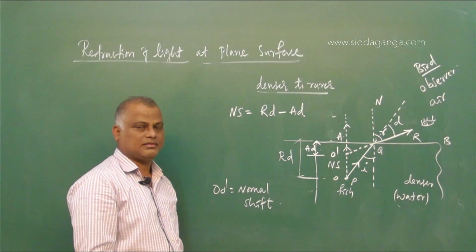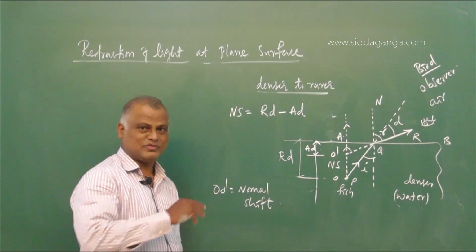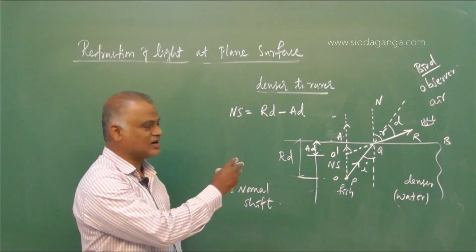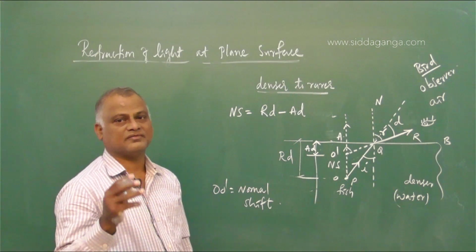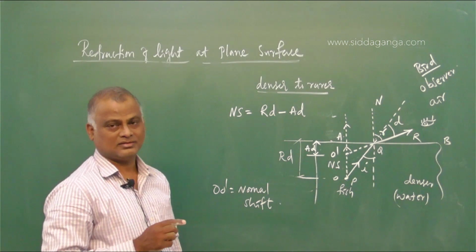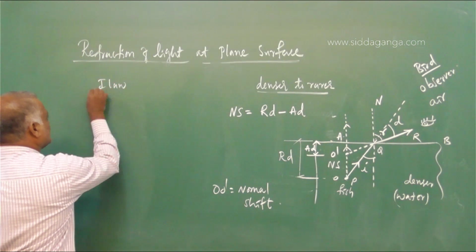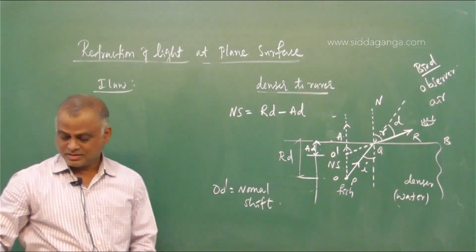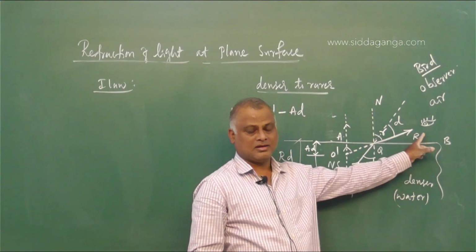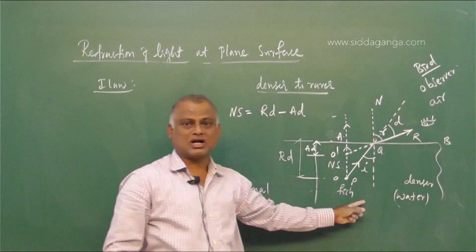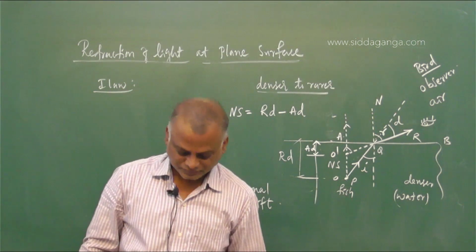Now with this basic definition of refraction and ray diagram, assuming that you're all confident with these things initially, there are some basic laws of refraction of light. As you know, first law, no need to take dear students: the incident ray and the refracted ray, normal drawn at the point of incidence, all lie in the same plane.